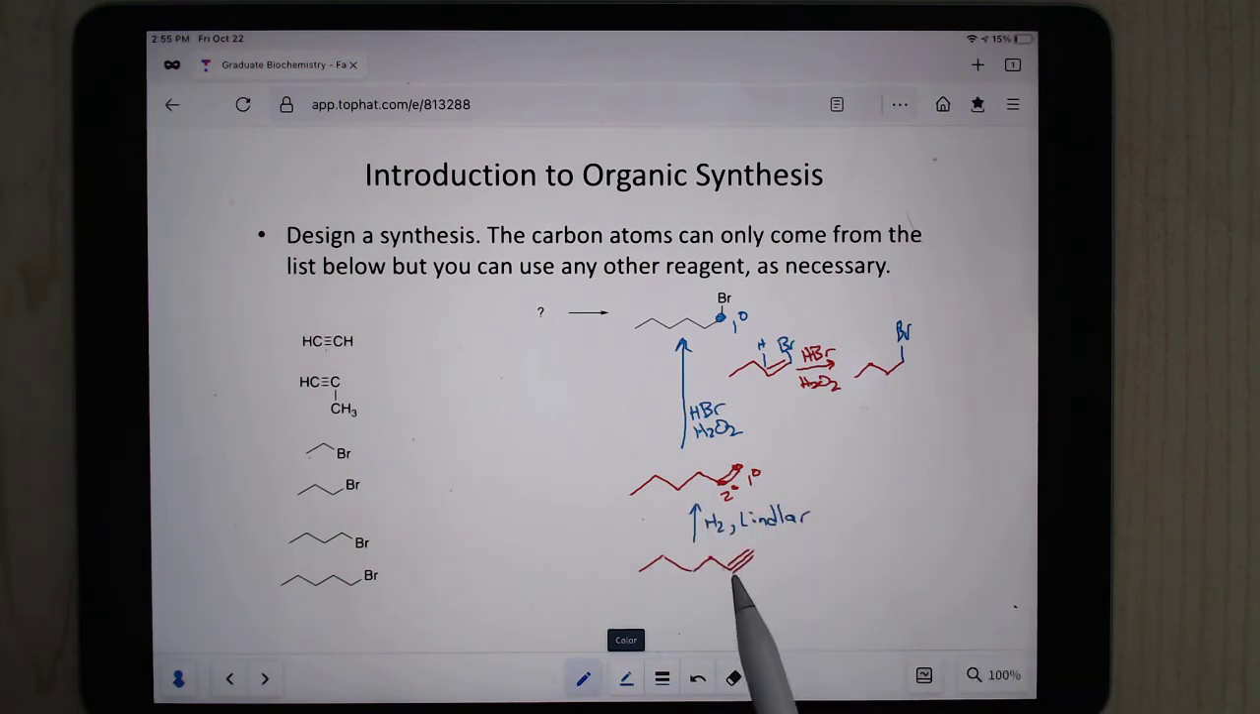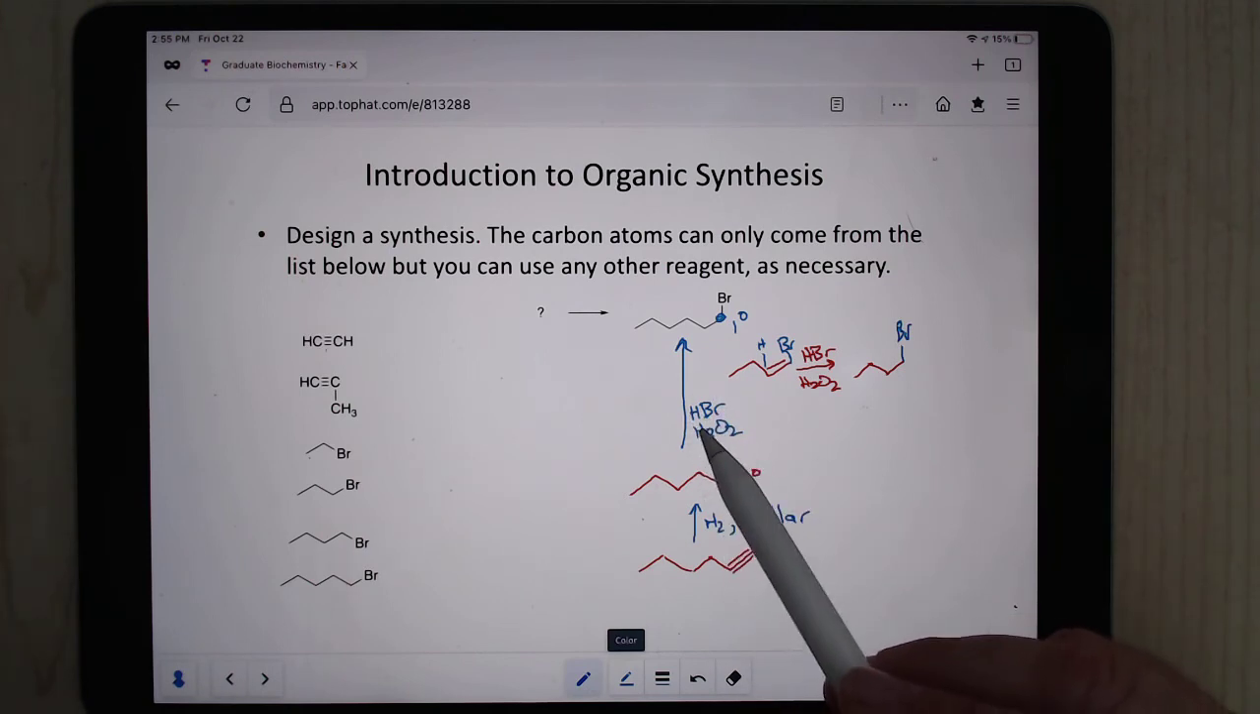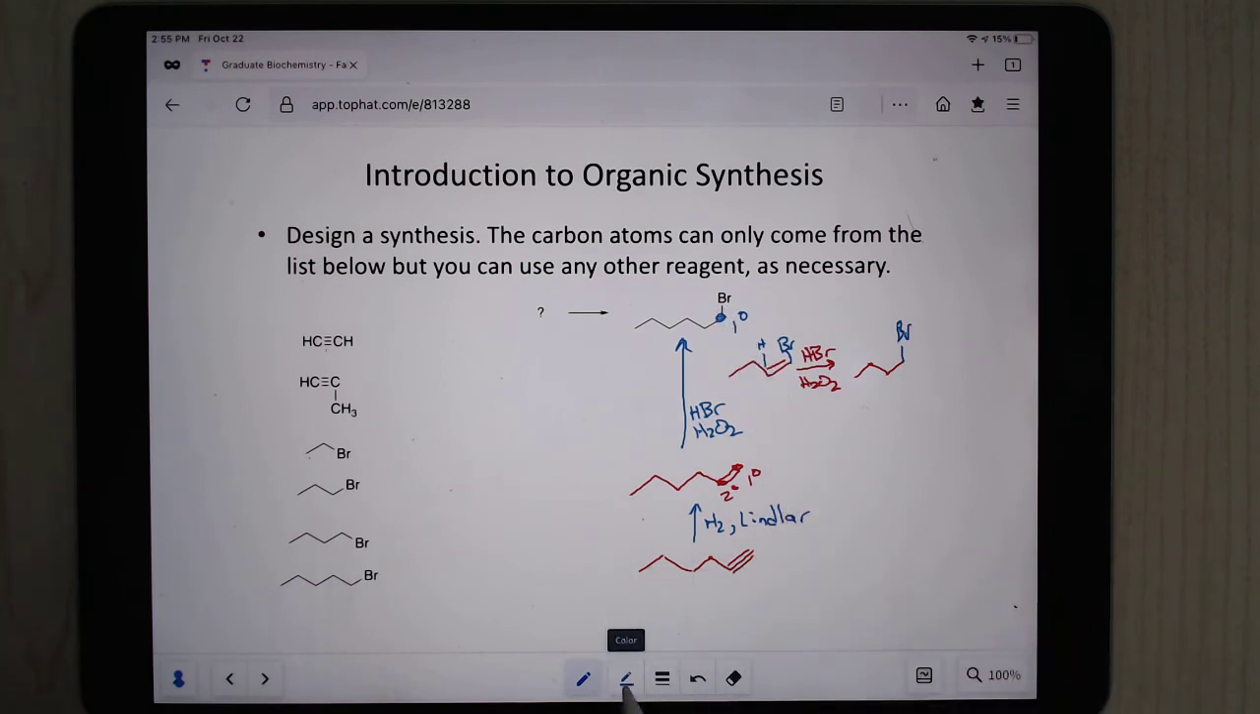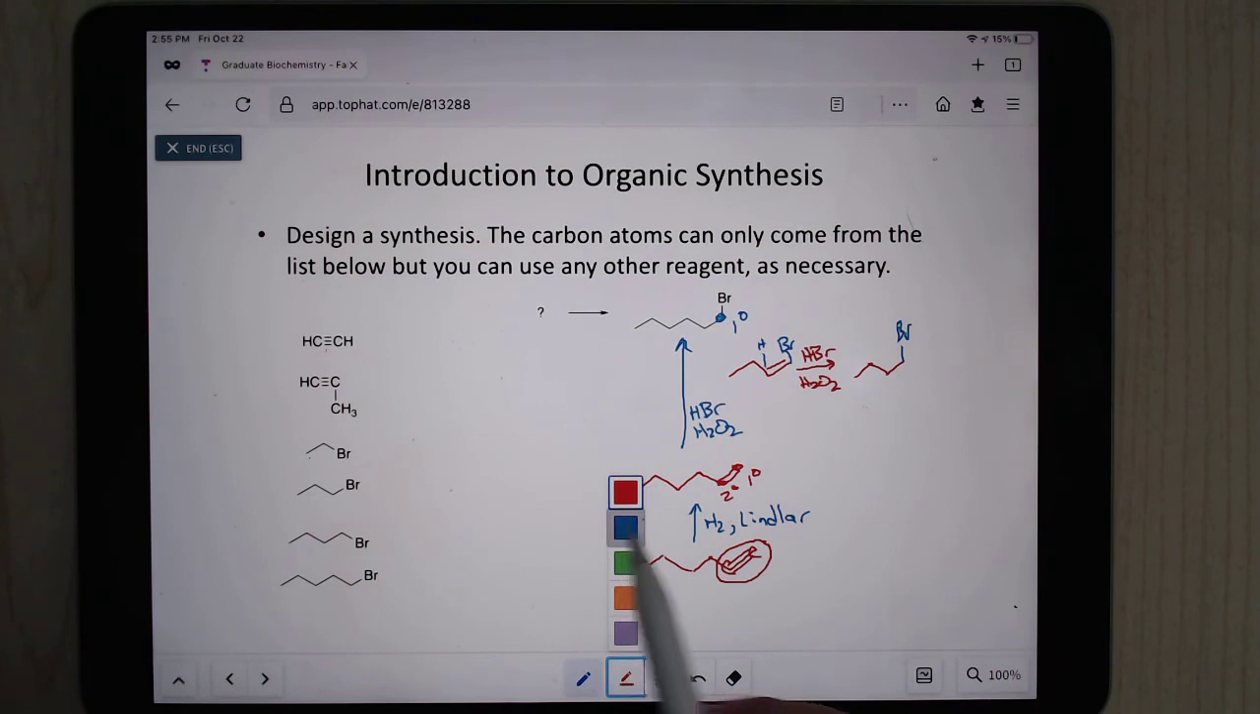And that will convert this triple bond into a double bond so that I can get the HBr and peroxide to add the bromine in the correct orientation. So how are we going to do this? Well, the easiest way to do that is to break it up into two parts: the acetylene part here, and then this 2-carbon piece here.